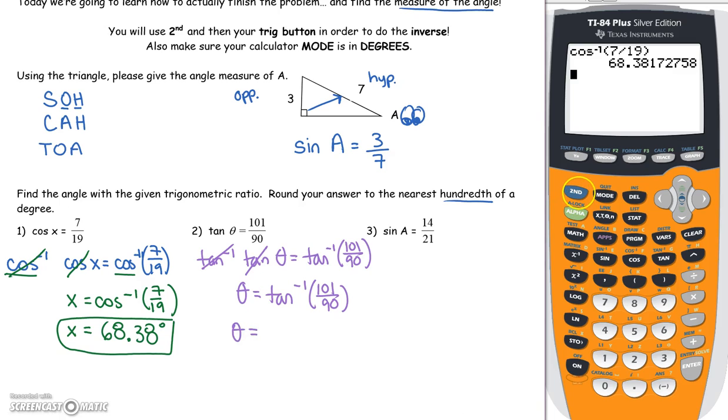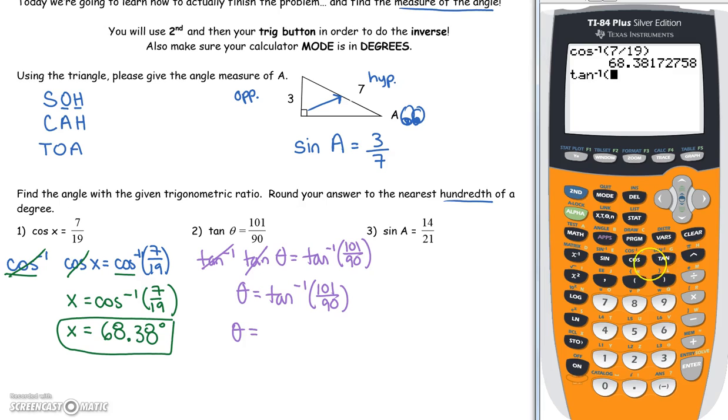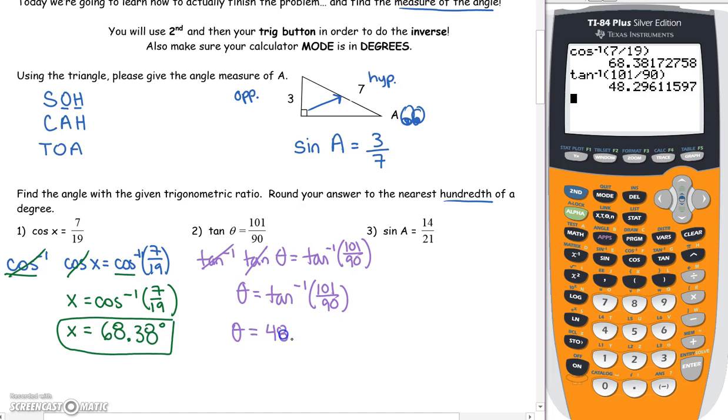So I'm going to go to second and press the tangent button to get my inverse, and do 101 divided by 90. And that is going to give us the answer. Close the parenthesis, and our answer is going to be 48 degrees, 0.30, rounded to the nearest hundredth place.